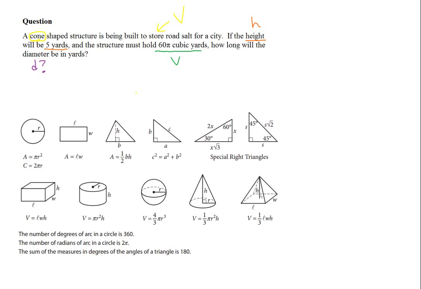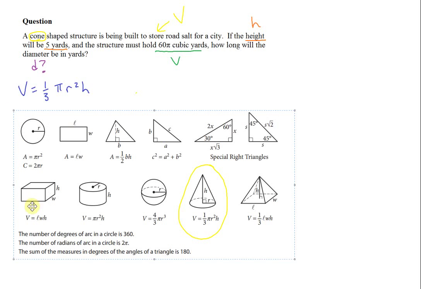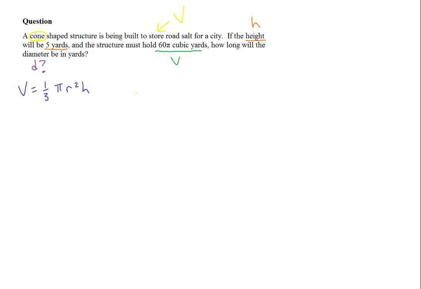So we're going to need a formula, and on the formula sheet it gives us the formula for the cone. Okay, so I'm going to start by writing down the formula. Volume is equal to 1/3 pi r squared h. And let's get rid of that.